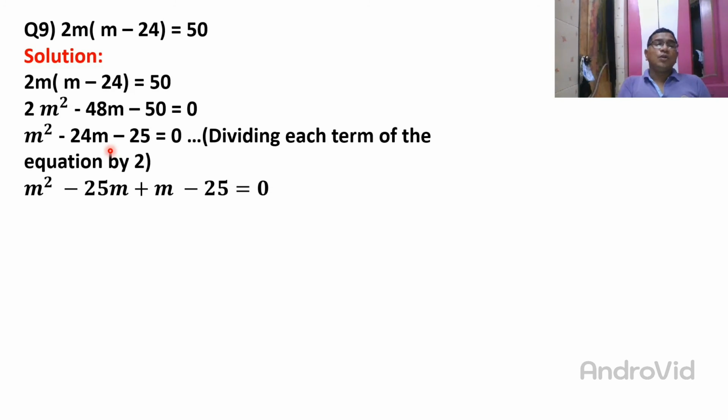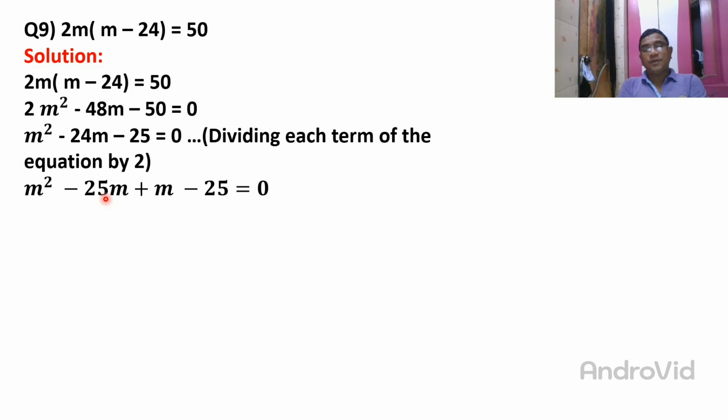Then what is the product you want? 25 must be the product, and the sum or subtraction must be 24. So 25 ones are 25. This m square remains as it is. Minus 25 into m, 25 ones are 25. 25 is negative, m is positive. So here minus 25 remains as it is.